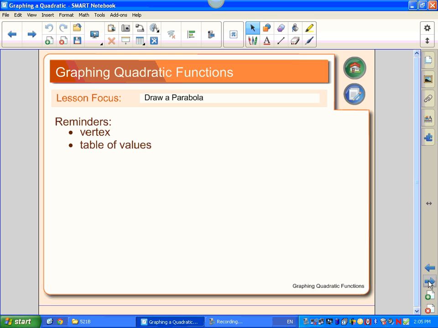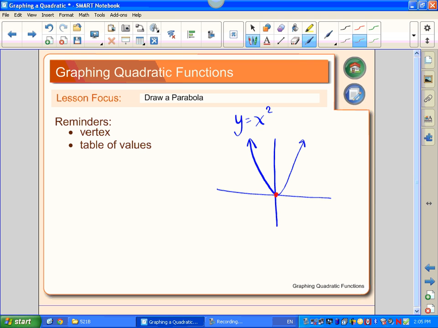So if I have an equation y equals x squared, this is considered to be our basic parabola. This is just a rough sketch. Our vertex is right here at the origin. There is a line called the axis of symmetry, which cuts through the vertex. It's a vertical line that goes through the vertex, and the parabola is symmetrical over that vertical line.